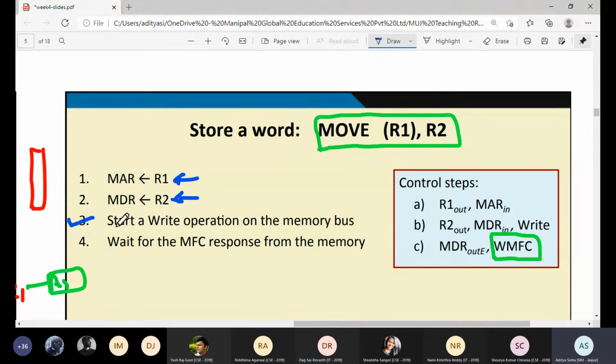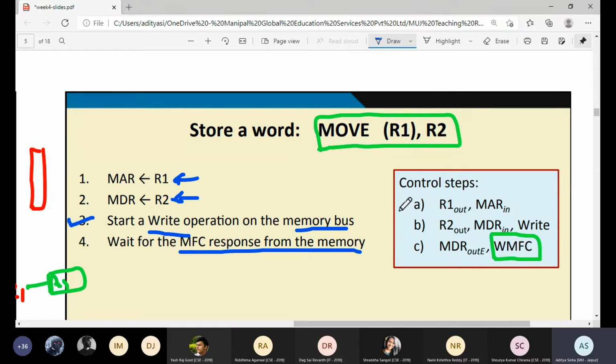Then a control signal write has to be originated so that the data is written into the memory, an operation on the memory bus at a certain location. Wait for the MFC response from the memory. So when we are writing, moving the data from a register to the primary memory, we also take MFC into account. When we are fetching the word, then also we take MFC into account.